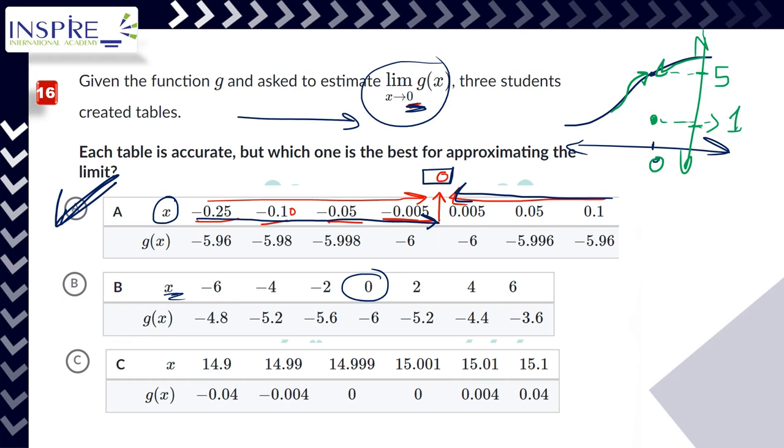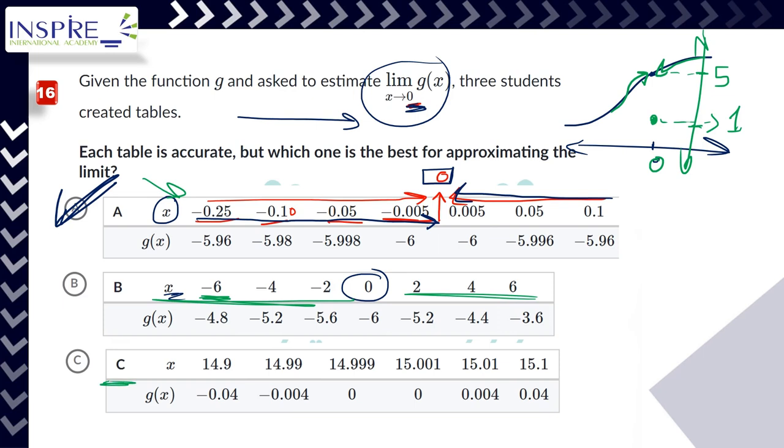What's wrong with table B? Here we have -6, which is far away from 0. We have values from both sides, the right side and the left side, but they are far away from 0. This table is closer to number 0, and this is what I need.